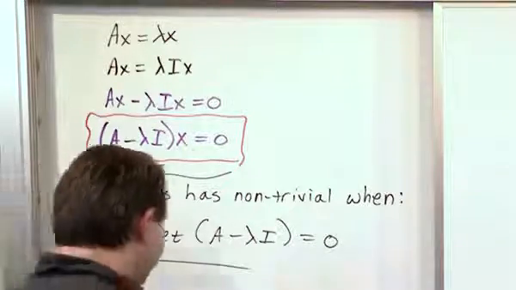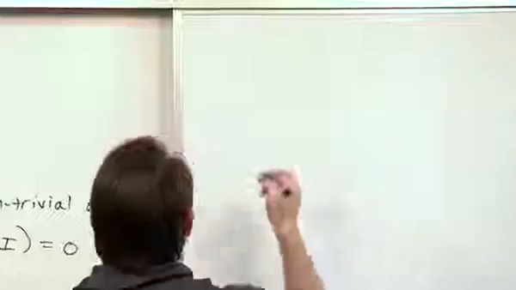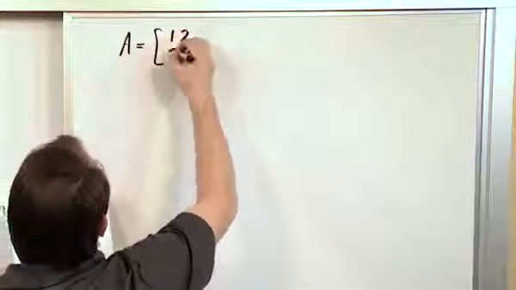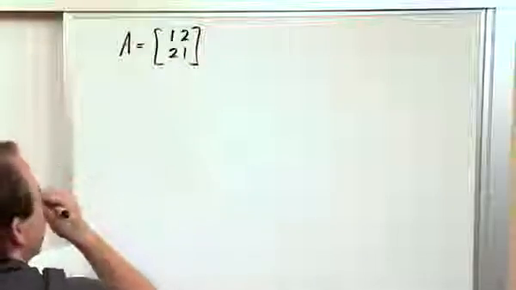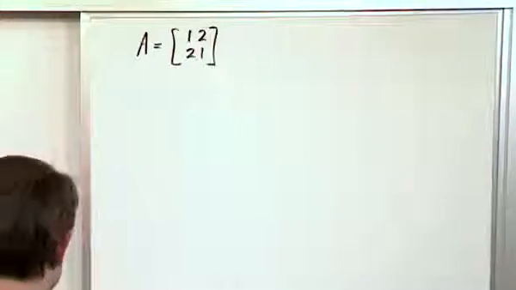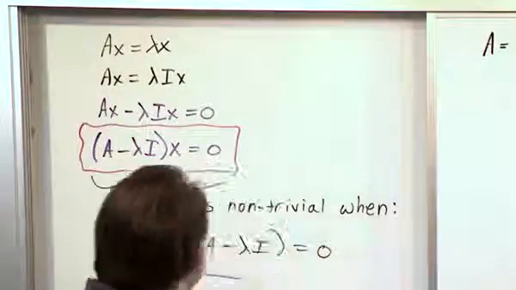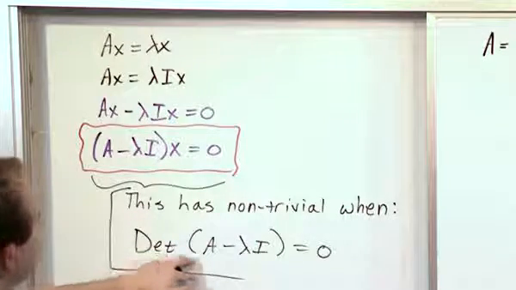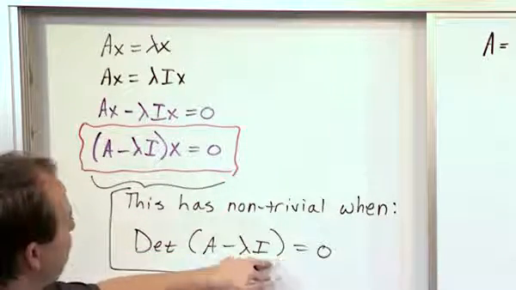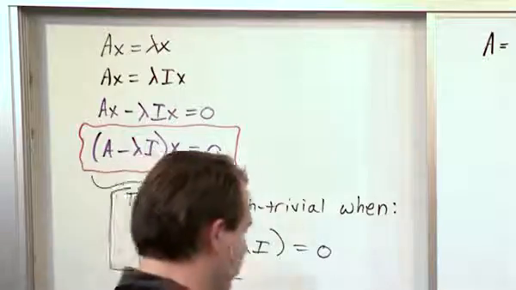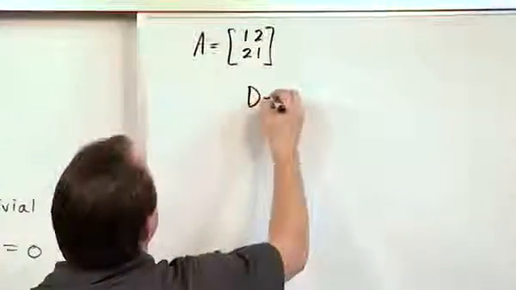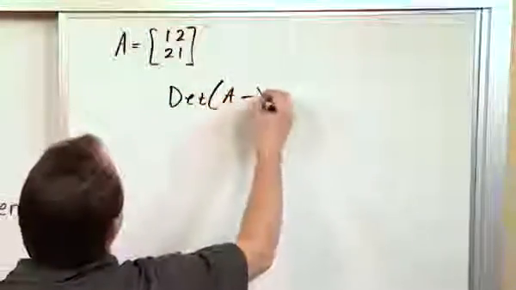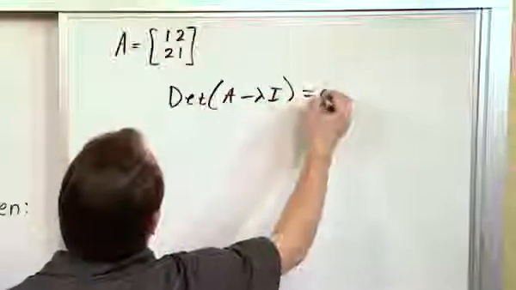All right, so let's go over here and do a problem. The easiest way to do it is to do a problem. So let's say your matrix is 1, 2, 2, 1, and we want to find the eigenvalues of this matrix. What it's telling you is that you want to take the determinant of this weird looking thing here. So let's write that down: the determinant of A minus lambda I, and we're going to set it equal to 0.